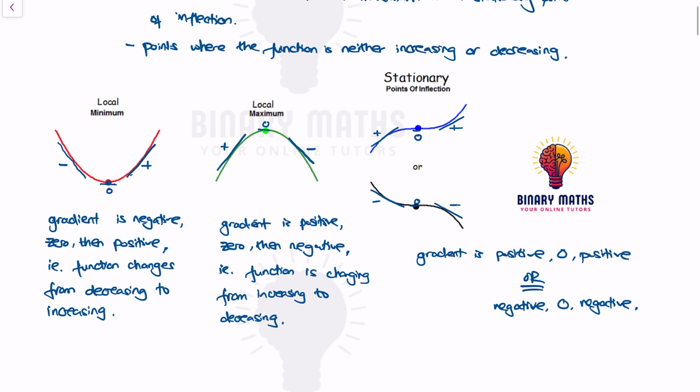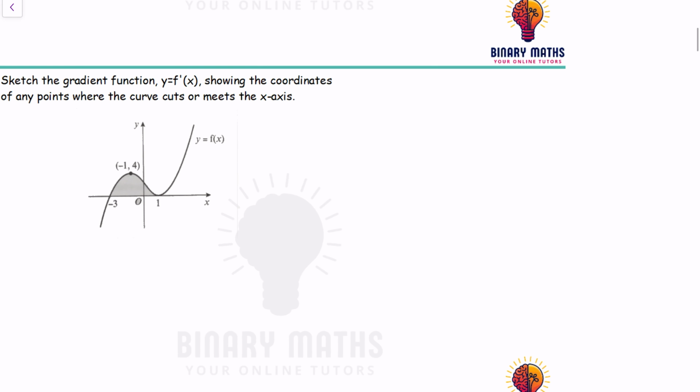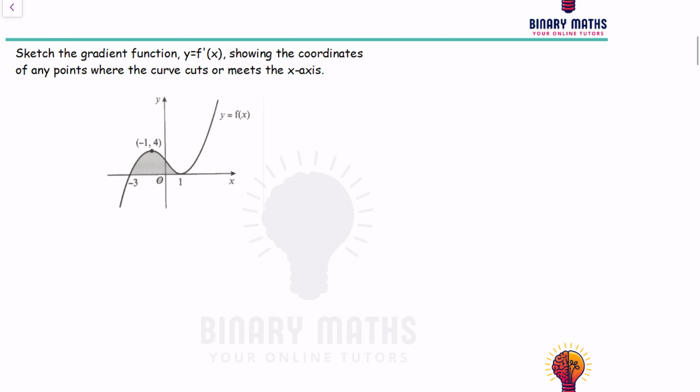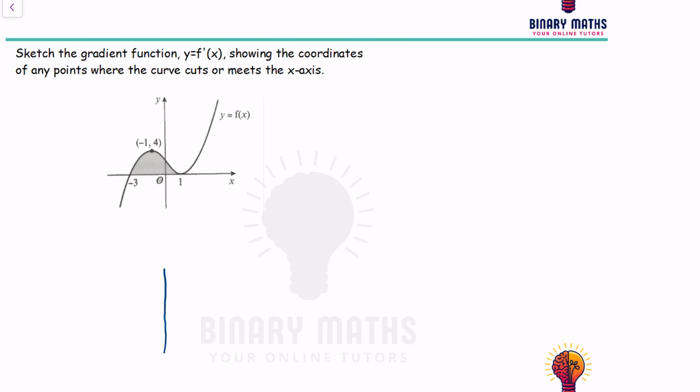Okay, so that's all the theory to do with stationary points and identifying which one it is. Let's look at an example of how to draw a gradient function using this information. Sketch the gradient function y is equal to f dash of x, showing the coordinates of any points where the curve cuts or meets the x-axis. Because we're drawing the gradient function, I draw a set of axes directly below it so I can compare what is happening. Remember, this curve is not y is equal to f of x, it's going to be y is equal to f dash of x.